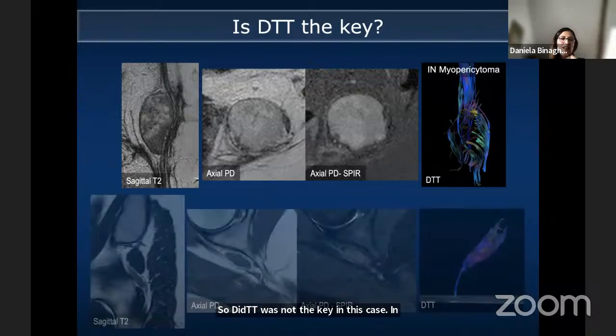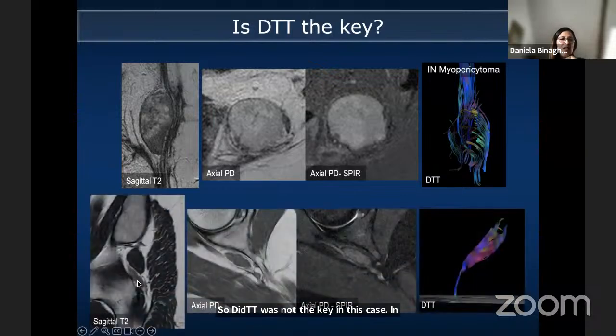In this other case, we see an enlargement of the sciatic nerve, isointense in T1, not very relevant in SPIR.